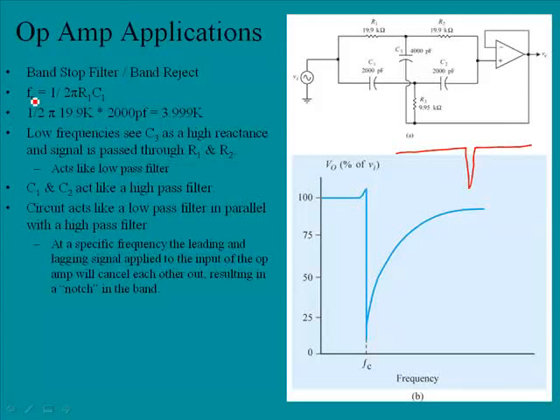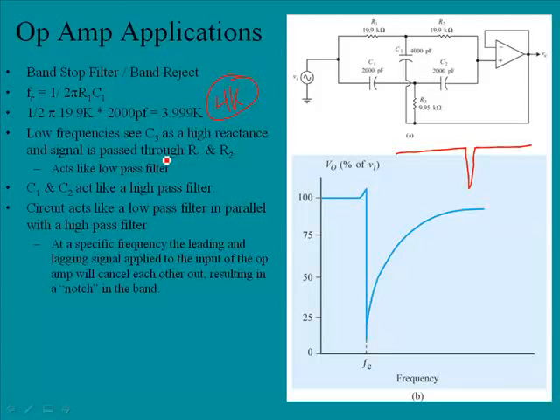We have a formula, FR here. This is for the frequency that is rejected, and this will be 1 divided by 2 pi times R1 and C1. And if we calculate this out, we'll find that this will create a notch at about 4 kHz. Let's talk a little bit about how this actually works.